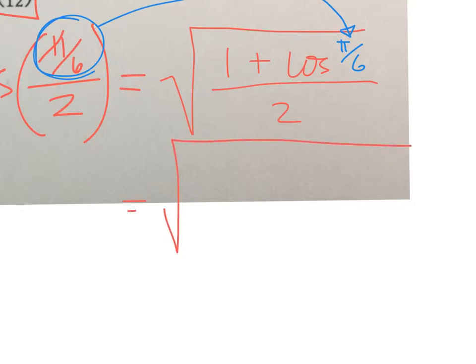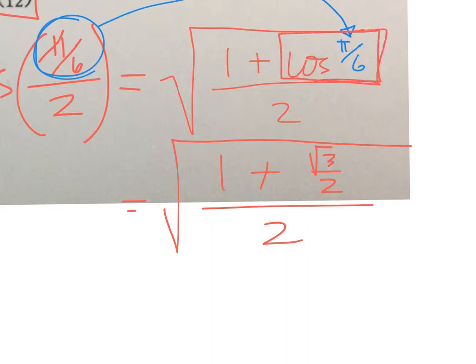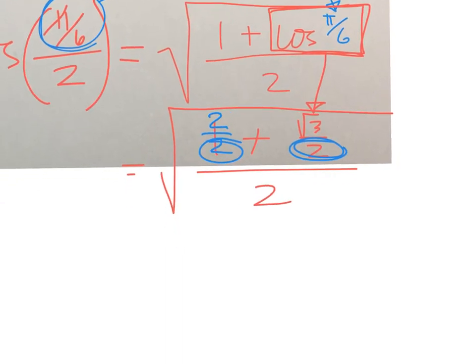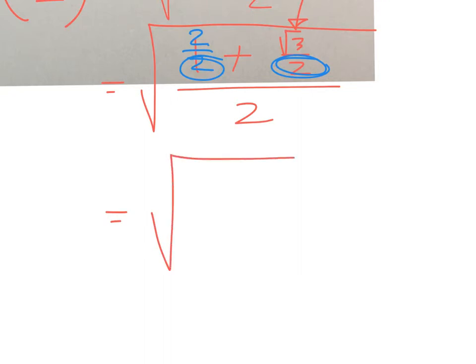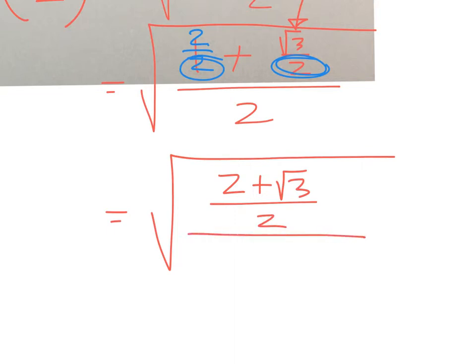So let's do some replacing. The cosine of pi over 6 is root 3 over 2. So we replace cosine of pi over 6 with its unit circle value, root 3 over 2. Now on top, hopefully you notice I have a number plus a fraction, which we have to simplify by making the 1 into a fraction itself. So I'm going to make 1 into 2 over 2 so that I have the same denominators and I can actually perform this addition. So that's going to be the square root of 2 plus root 3 over 2, all divided by 2.